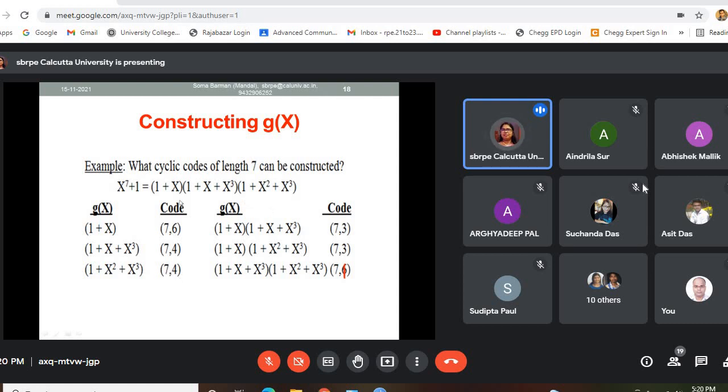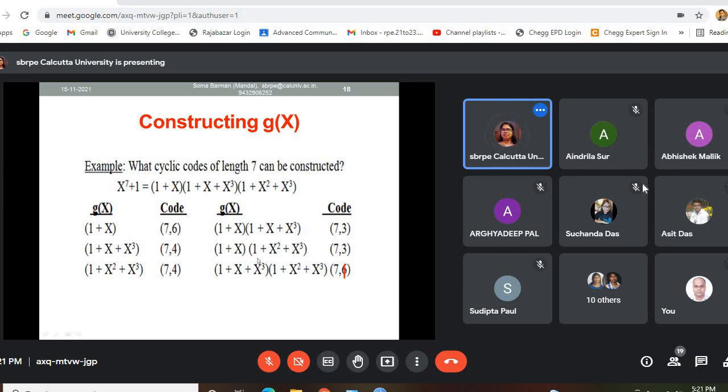Now if I choose these two, (1 plus x) product (1 plus x cube), the highest degree will be x to the power 4. So the generator polynomial degree 4 means 4 parity bits, or 4 redundancy bits, you are adding with your information. But your length of the code is 7. So how many message bits? 3. So the code will be, in this case, (7,3).